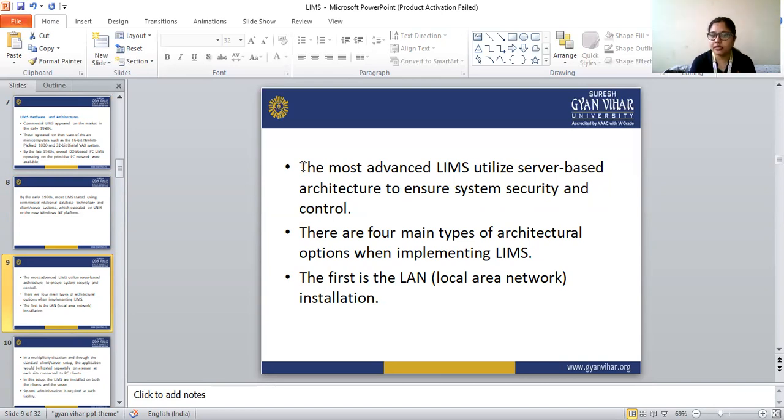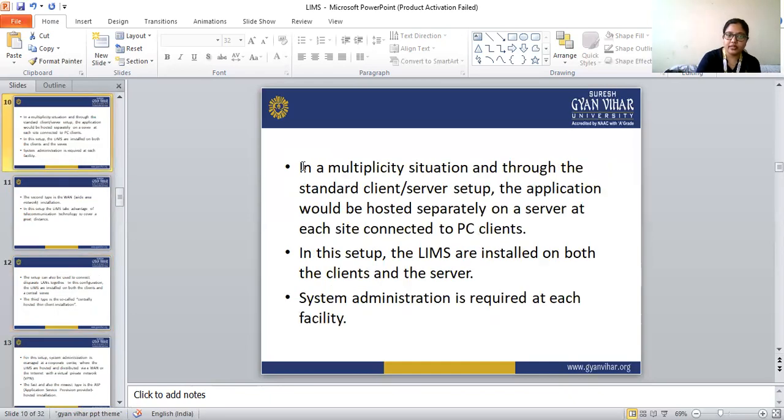There are four main types of architectural options when implementing the LIMS. The first one is LAN, that is local area network installation. So let's see what a local area network is.